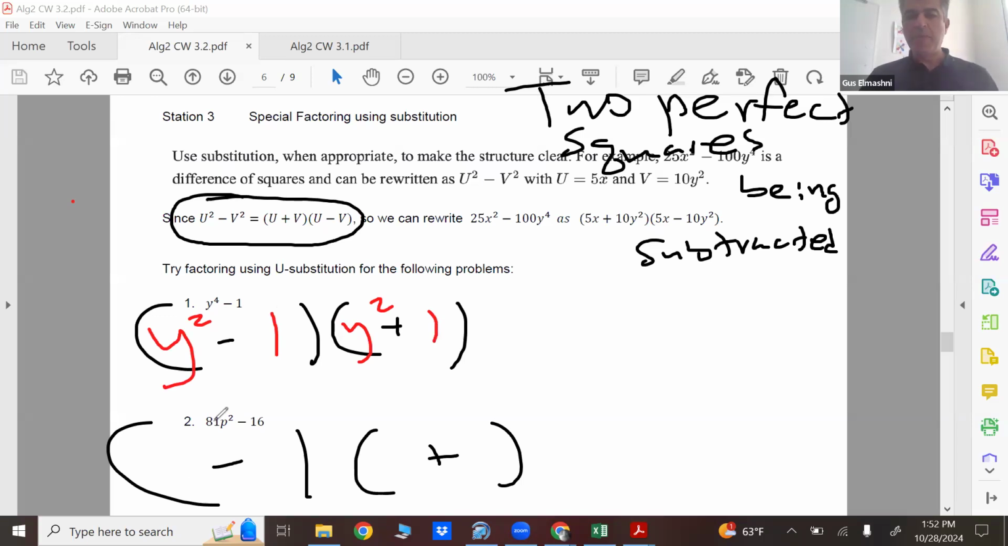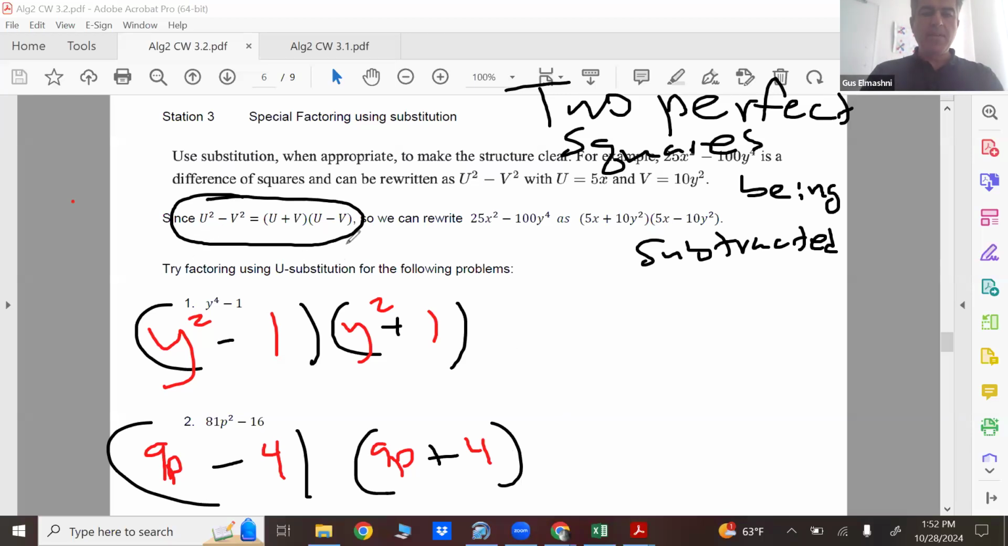That's it. 81p squared, the square root of 81p squared is 9p, 9p. What's the square root of 16? 4 and 4. Done. Because if I FOIL these two, you're going to get back to the middle. Now, I'm not quite done with number 1. That's not the full answer.